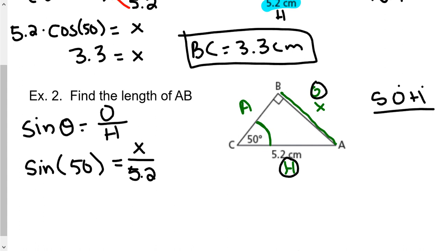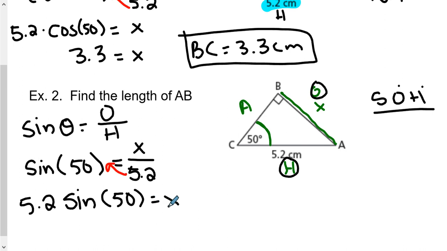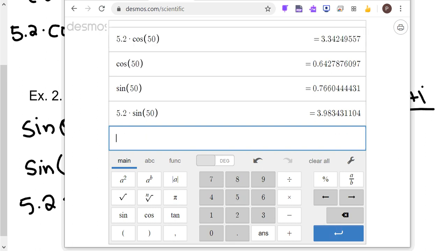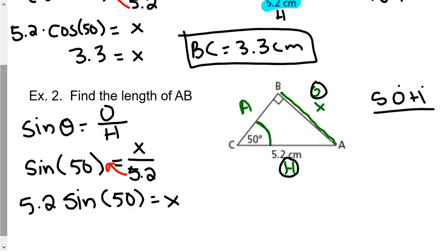So I cross multiply, I multiply by 5.2. The process is exactly the same, because I'm solving for the unknown, and that unknown happened to be in the numerator. But I'm just using a sine ratio this time instead. So I'm now doing 5.2 times sine 50. And that tells me 3.98, right? Rounding that up, that gives us 4.0. So length AB of this same triangle is 4.0.